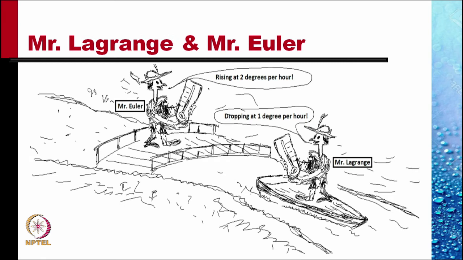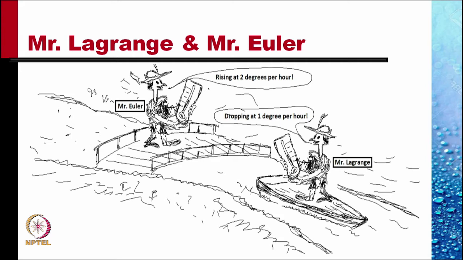This cartoon explains this quite clearly. There are two scientists. Mr. Euler, who is stationary, reports a local rate of change: the temperature is rising at 2 degrees per hour. Mr. Lagrange, of the material property fame, is floating down the river on a boat, so he's measuring the material rate of change. And he says the temperature is dropping at 1 degree per hour.